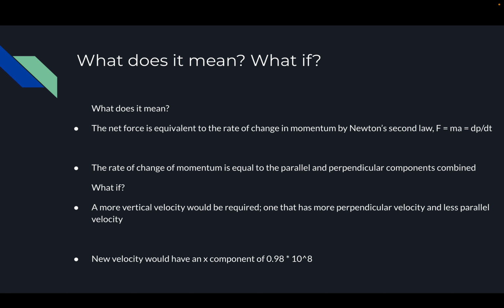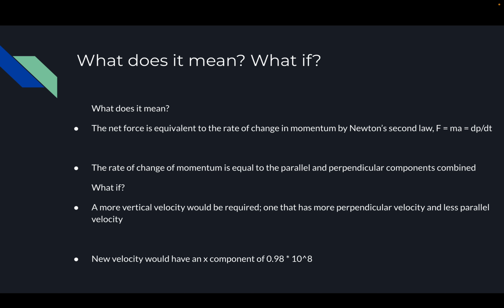So what does it mean and what if? So the net force is actually equivalent to the rate of change in momentum by Newton's second law. And this is because force is equal to ma, and that's also equal to dp over dt, which can be simplified into the parallel and perpendicular components. And the rate of change of momentum is equal to the parallel and perpendicular components combined, or the total net force.